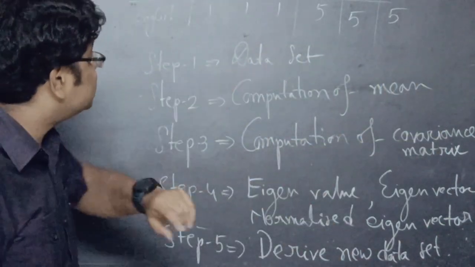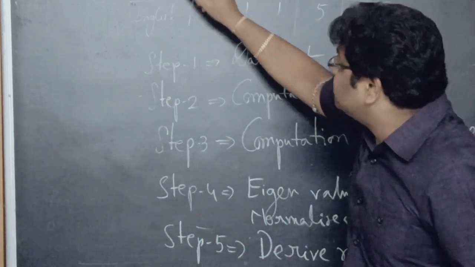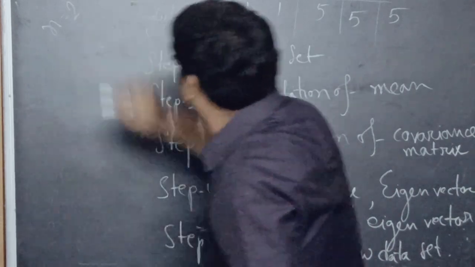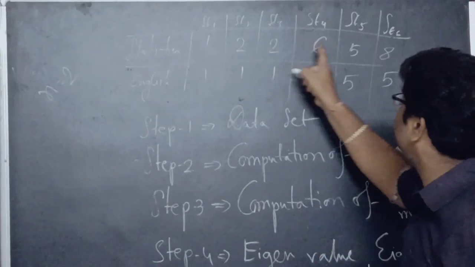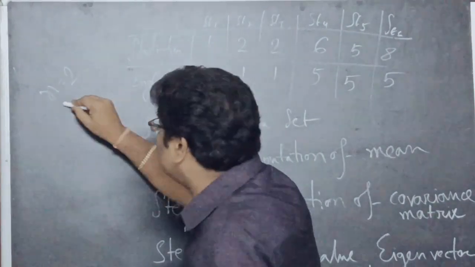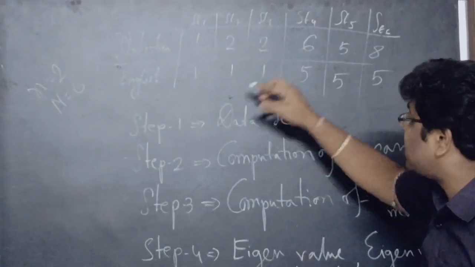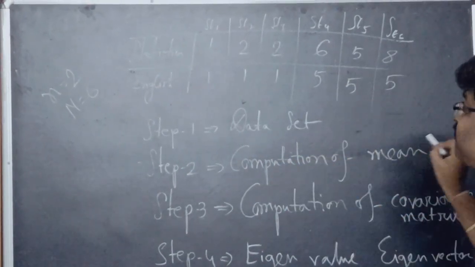First is the data set. In the data set there are 2 variables, it means small n equals 2. And there are samples 1, 2, 3, 4, 5, 6: 6 samples, 6 students, 6 individuals. So capital N is equal to 6. And this is the data set. Now you have to find the next, the computation of mean.